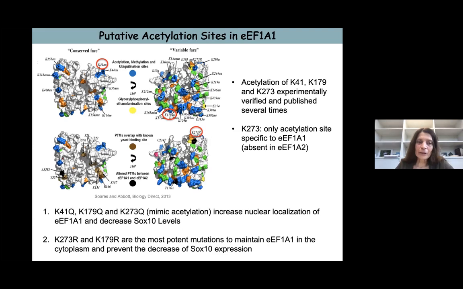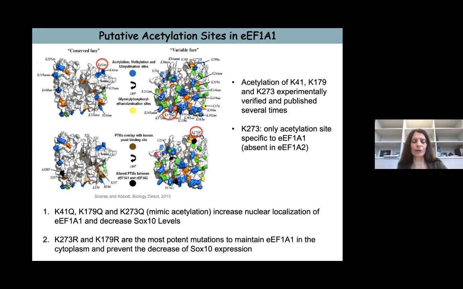I'm not going to show you all the experimental details. What we found when we mutated the lysine into glutamine, which mimics acetylation, is that any lysine-to-glutamine mutant actually had an increased nuclear localization. So any acetylation site led to more nuclear localization of EF1A1 and also decreased the levels of SOX10.